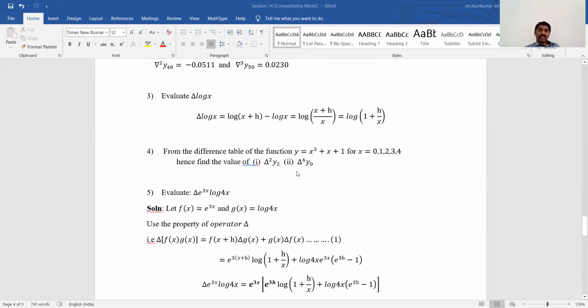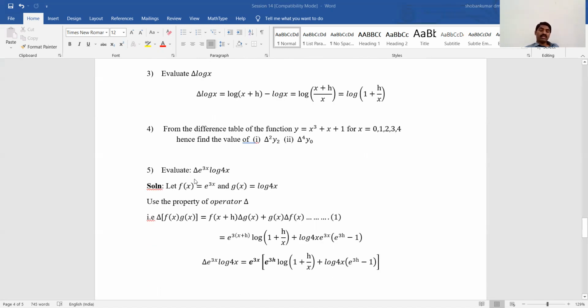And similarly, you have to discuss here y is equal to x cube plus x plus 1 for x equal to 0, 1, 2, 3, 4, and hence find the values of delta 2y2 and delta 4y0. First, you should construct the forward difference table and then write these two values by using the table.